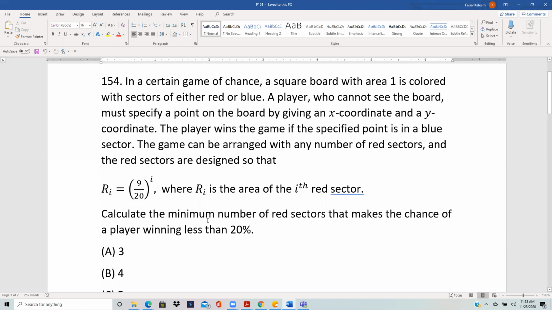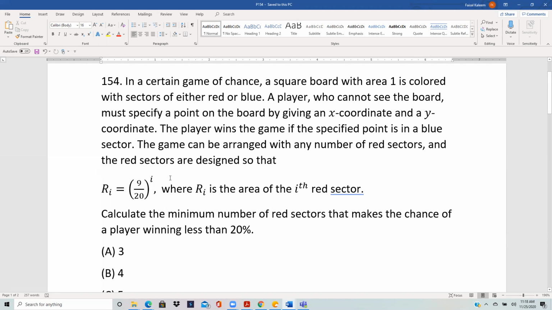So the player wins if the player misses the red sector, because to win you have to land in a blue sector, and landing in a blue sector is equivalent to missing a red sector. The reason we are talking about the red sector is that those are the ones for which we have the area expression.